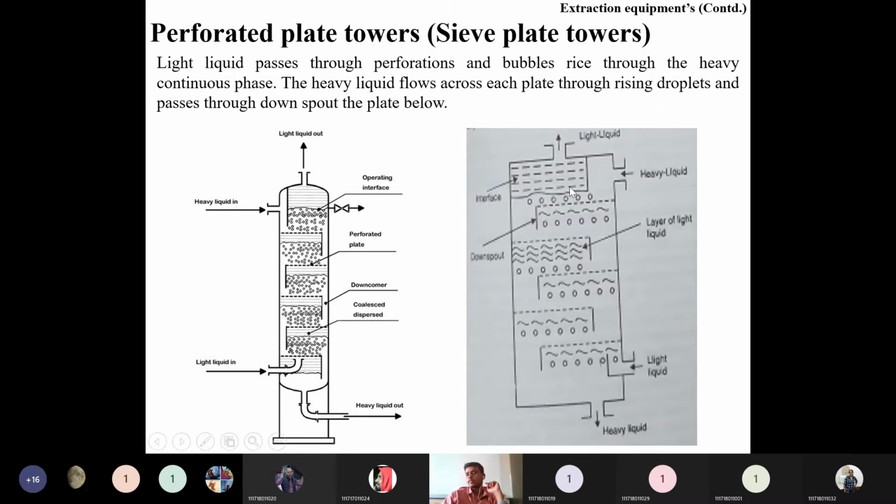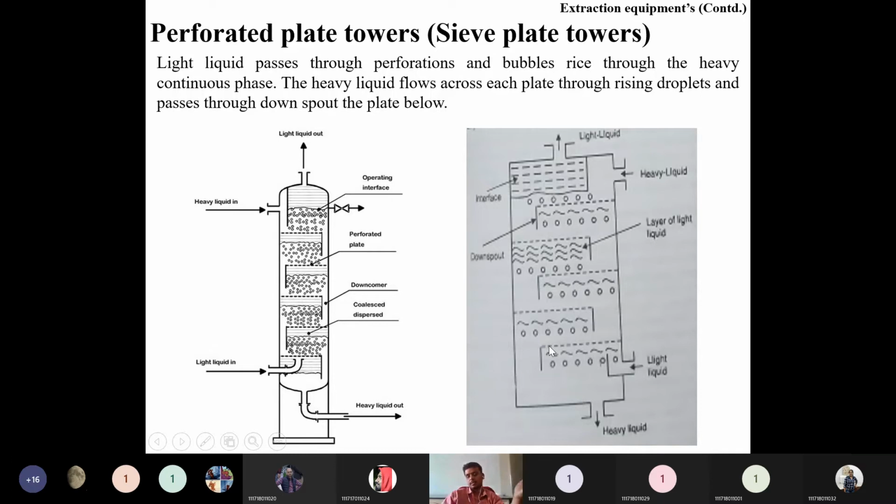Some sieve plates will be arranged here. In the distillation column, a number of plates are possible. Sieve plates we can arrange, bubble cap trays we can arrange, different perforated plates we can arrange here. Here the sieve plates will be arranged. What happens? One of the dispersed phases will be traveling through the openings.